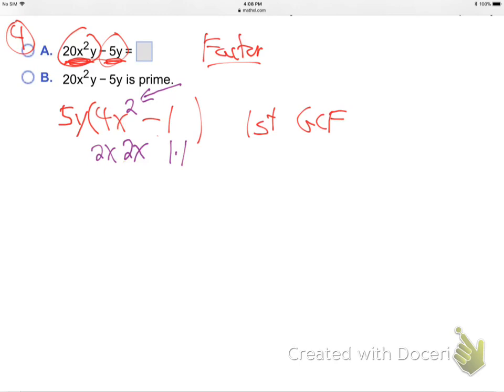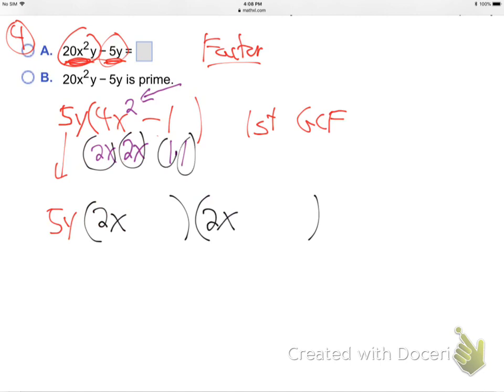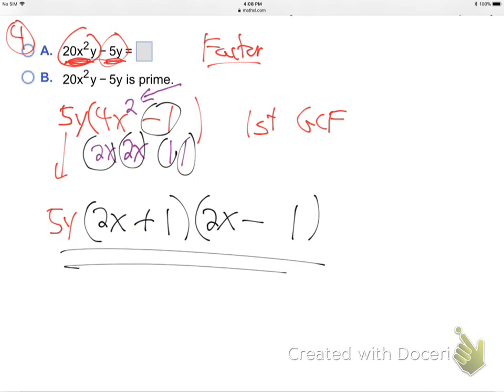So what does that mean? It means the 5y still stays at the front, and then we have the 2 parentheses. The 2 items from the left go left, left. The 2 items that make the right go right, right. And to get negative 1, 1 positive, 1 negative, there it is. We factored number 4.